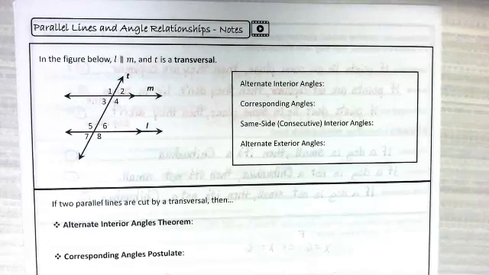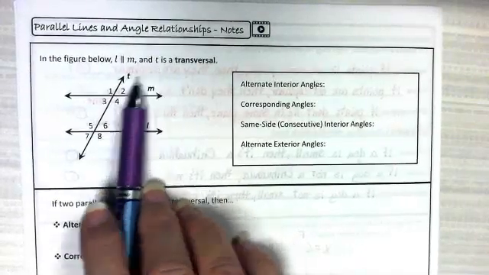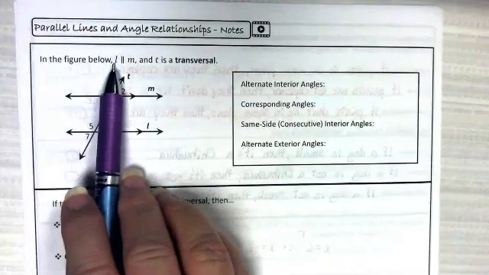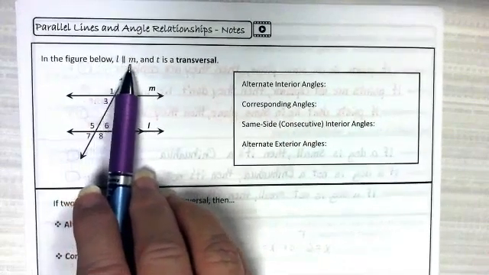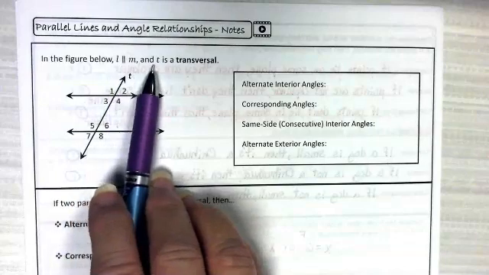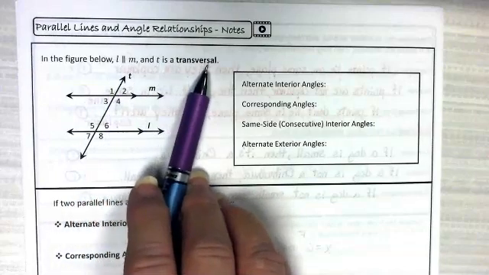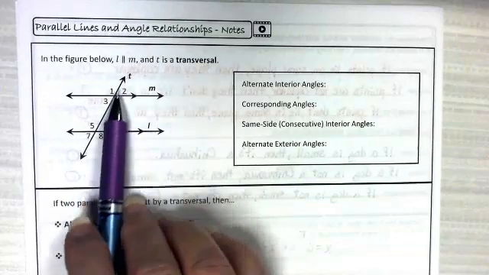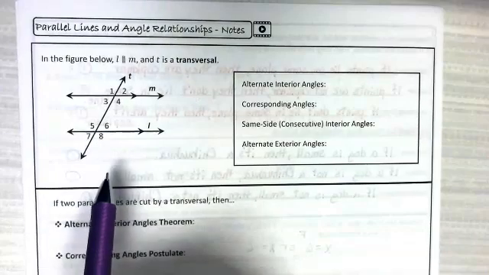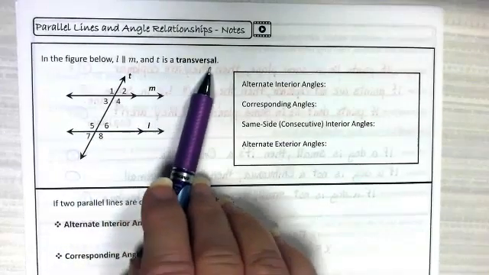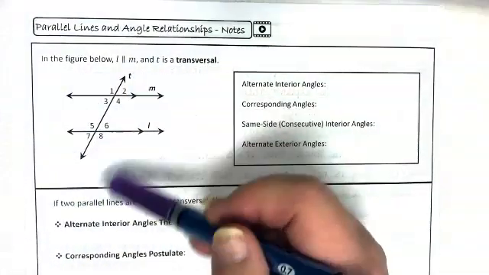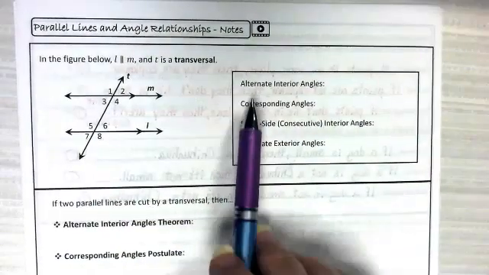Today we'll be talking about parallel lines and angle relationships. So in the figure below, L is parallel to M, that's the symbol for parallel, and T is a transversal. A transversal is a line that crosses two or more other lines. So when we talk about a transversal, it's the line that crosses the other lines.